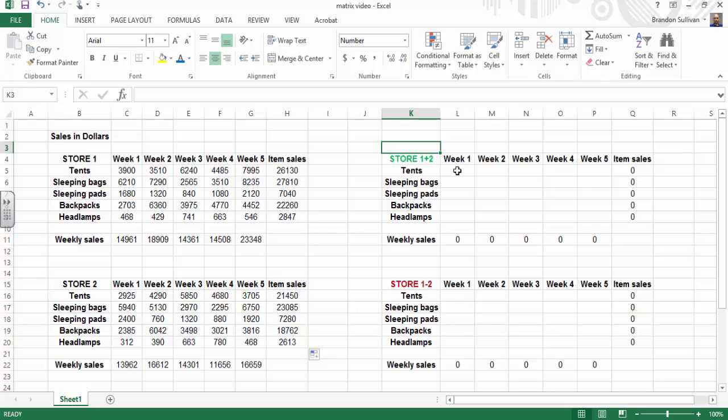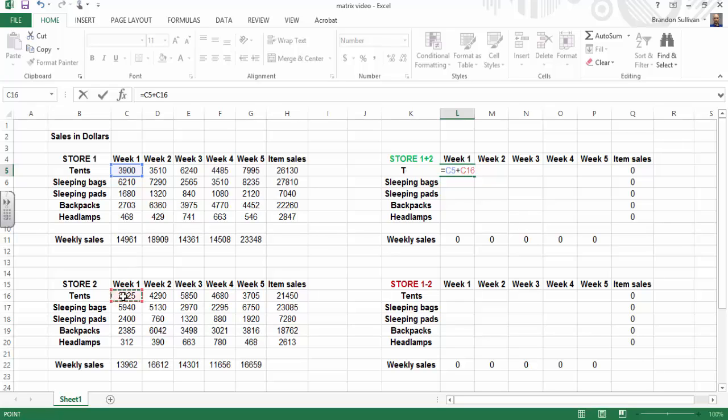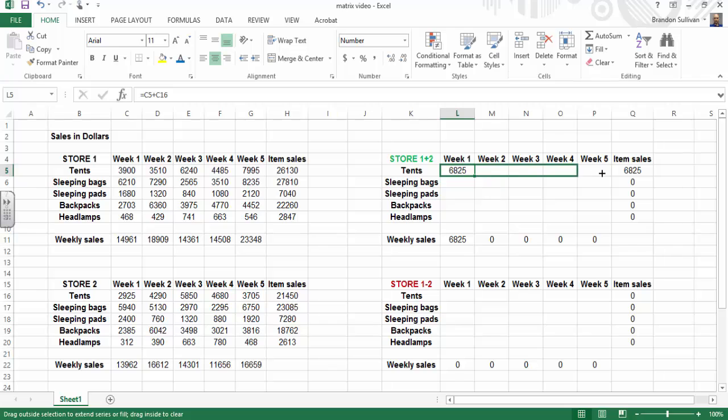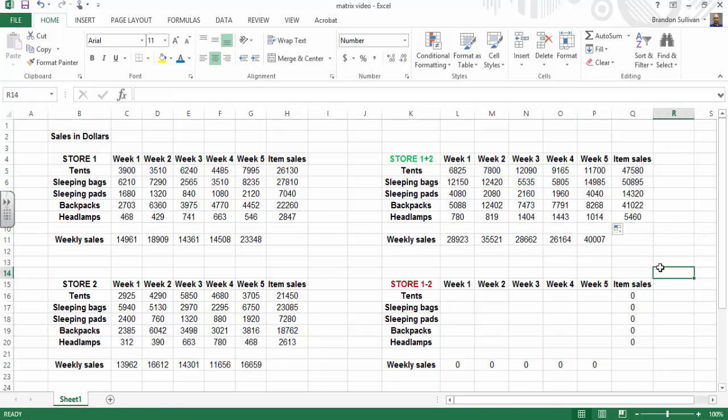where we're looking at the combined contribution from Store 1 and 2. So if I want to know the amount of sales week 1 for tents at both stores, I can simply add this box and this box. If I drag that formula over and down, it'll calculate it for the remaining parameters. And if I click on a random box, I can double check the formula.